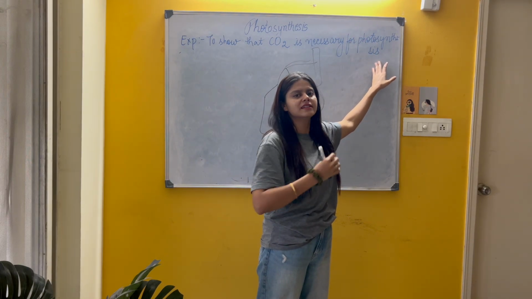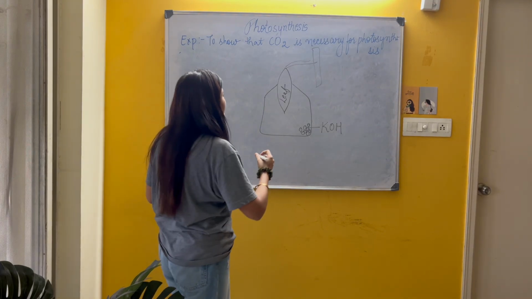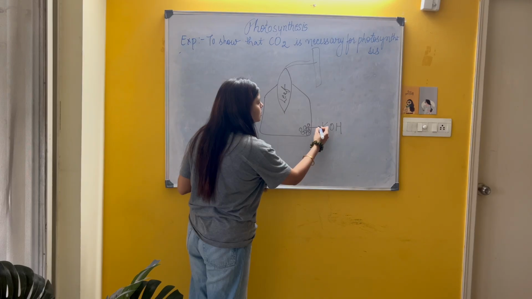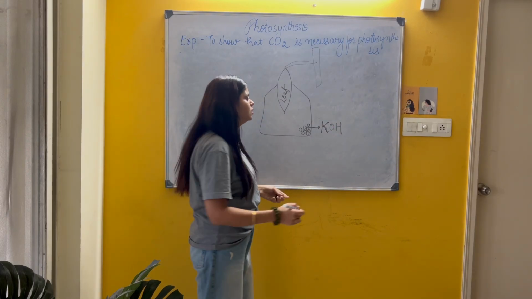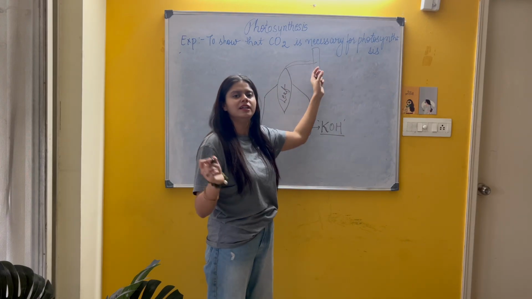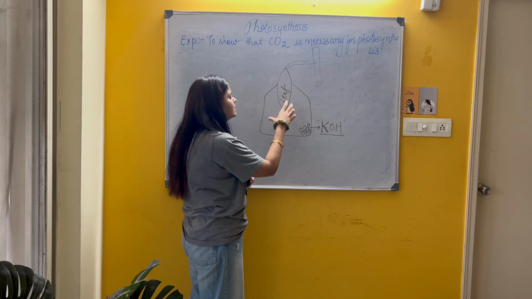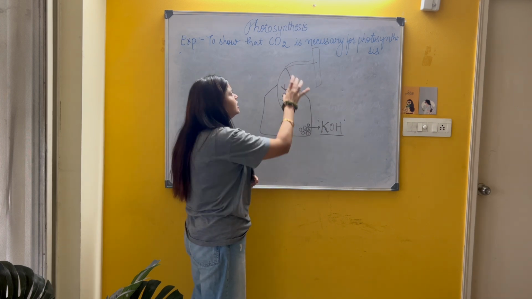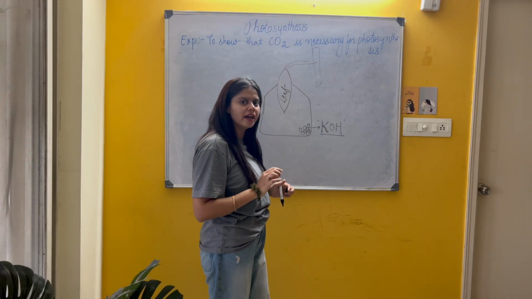So what is done in the experiment to prove this aim? They have taken a beaker. In the beaker a chemical is taken. What is the name of the chemical? Potassium hydroxide. What's the formula? KOH. Then they have taken a destarched plant. Half of the leaf is inserted in the beaker which has the chemical KOH. The other half of the leaf is exposed to the air.